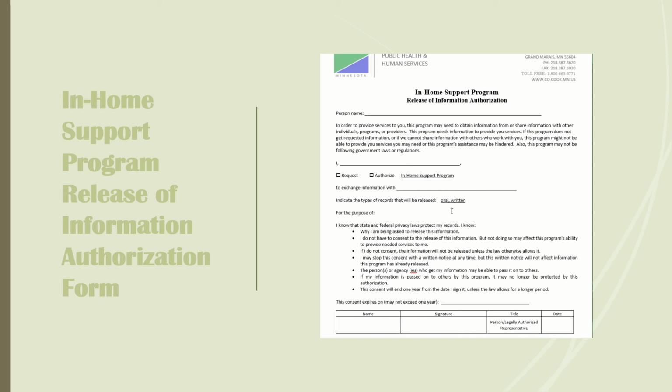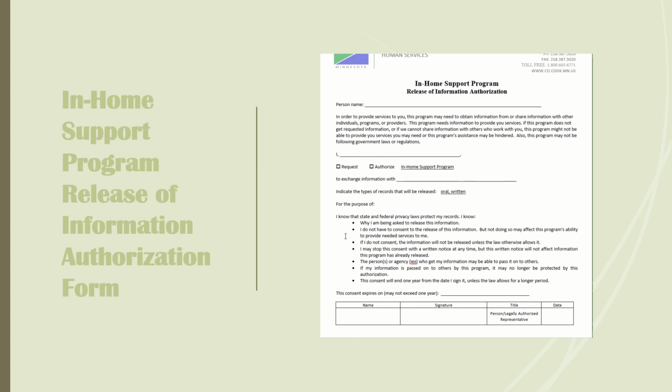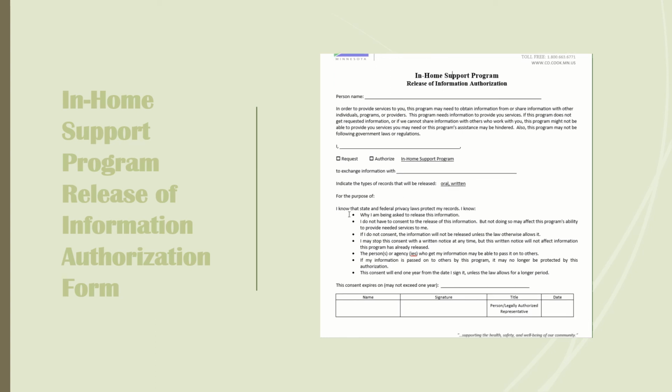Types of records that would be released: potentially oral and or written, generally for the purpose of provision and coordination of services and or in the case of an emergency. And then by signing the form, they are stating they know that state and federal privacy laws protect their records. And they say, I know why I'm being asked to release this information. That will be discussed with them at the time the form is signed. I do not have to consent to the release of this information, but not doing so may affect this program's ability to provide needed services to me. If I do not consent, the information will not be released unless the law otherwise allows it.